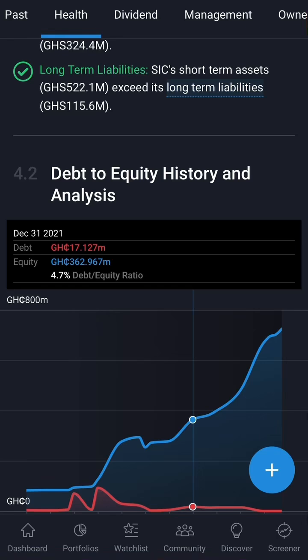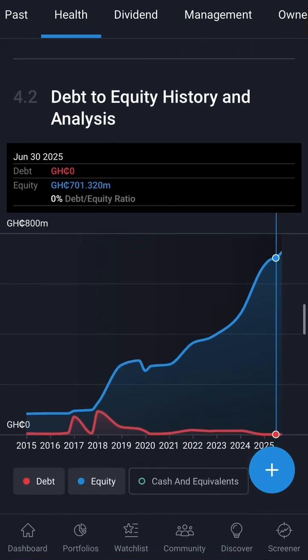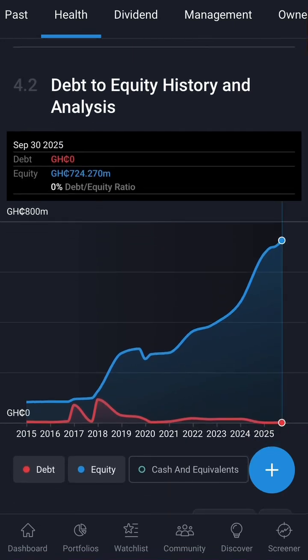So you get a value, and you can see as of 31st of December 2021, the debt to equity ratio of SIC was around 4.7, and it changes as time goes. Looking at it today, the 30th of September 2025, that was when it was updated, the debt to equity ratio is 0. So meaning the company relies solely on its investors' money, that's the equity, to fund its operation.